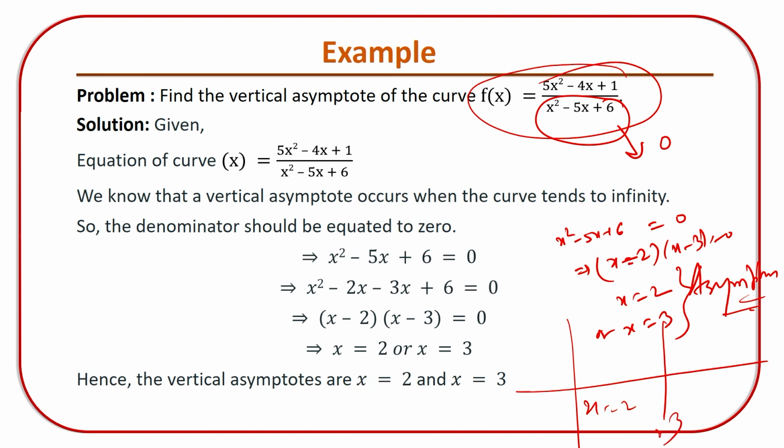It's parallel to the y-axis. That's why it's a vertical asymptote. So that is how we can be sure that this will be our answer. So find the limits. The only thing you need to do is find the limit.